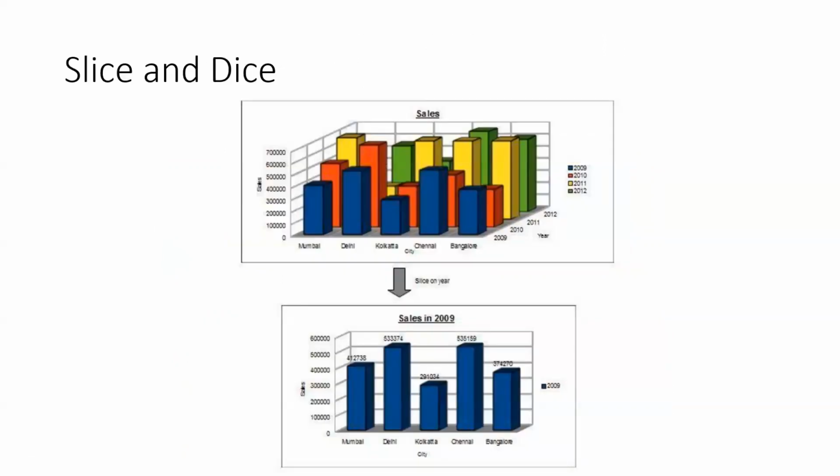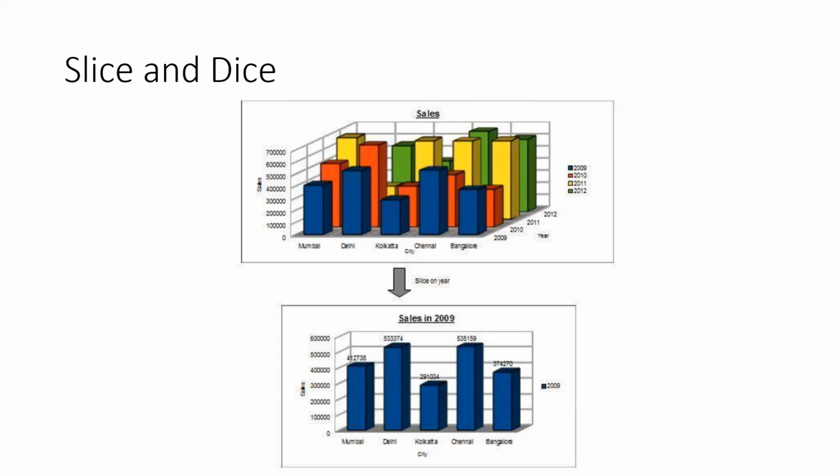Okay. One more terminology is slice and dice. What is this? Here you can also see at the beginning, this is a 3 dimension bar plot. We are representing 2 dimensions on the X and Y axis, and on the Z axis, the sales data, that is the fact information, is represented.